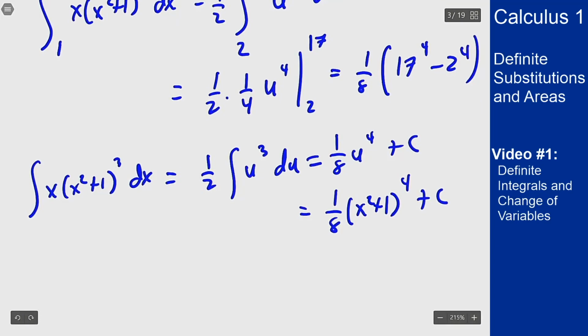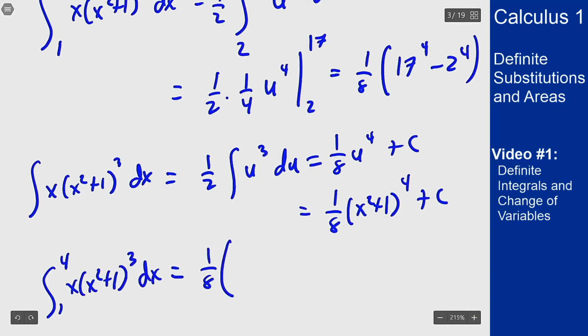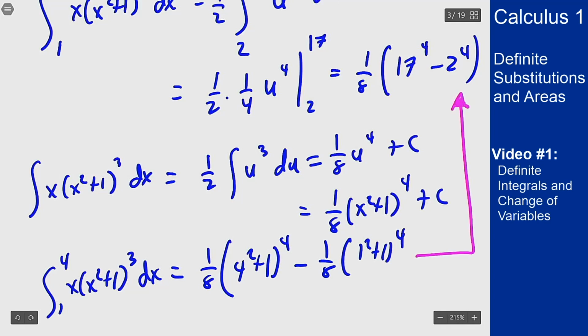And so then I would get that the integral from 1 to 4 of (x squared plus 1) cubed dx is 1/8 times (4 squared plus 1) to the 4th minus 1/8 times (1 squared plus 1) to the 4th, which is exactly the same value I got up here. It doesn't matter which way you do it, you get the same answer either way.